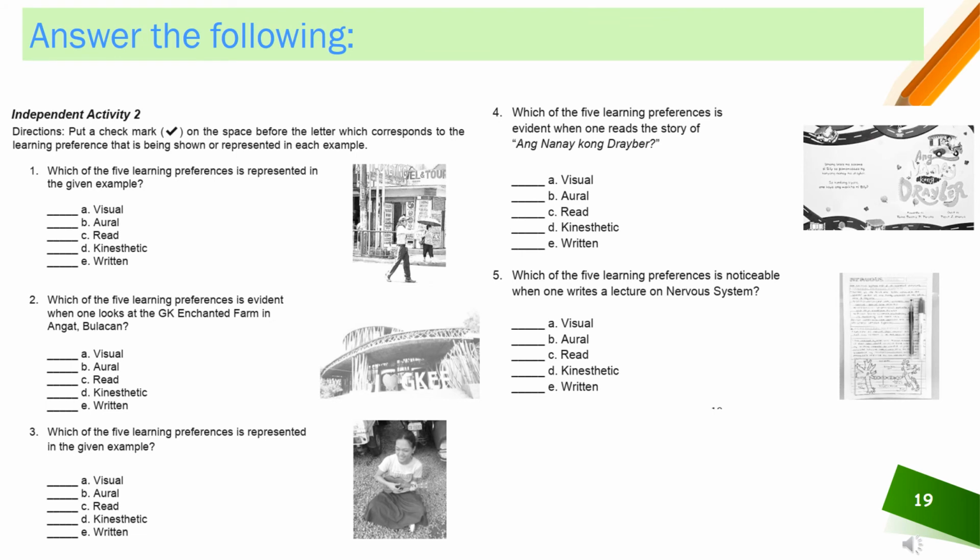For your next activity, please answer the following using the same intermediate paper. Independent activity 2. Directions. Put a check mark on the space before the letter which corresponds to the learning preference that is being shown or represented in each example. So class, instead of putting a check mark, you will just write the letter. Again, for independent activity 2, you will only write the letter of your answer.